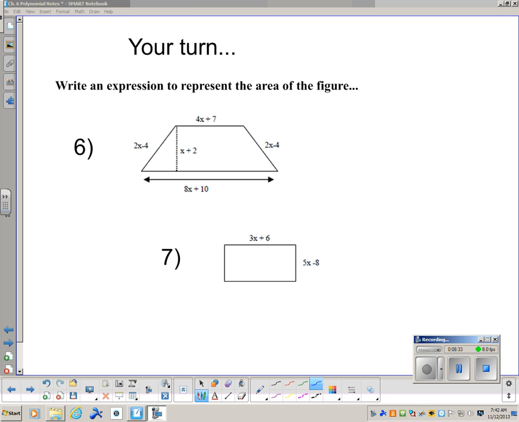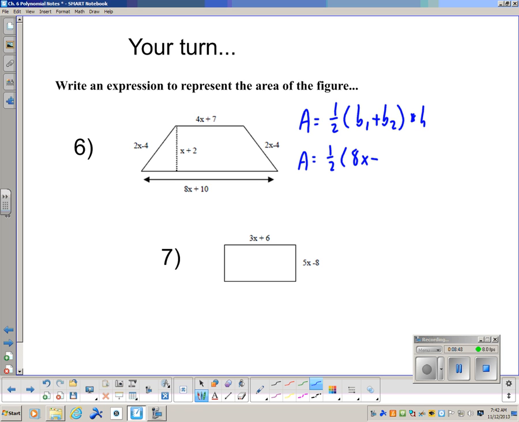Alright, so let's go ahead and find the area of this trapezoid. Area of a trapezoid is 1/2 times the sum of the bases times the height. Alright, sum of the bases here is 8x plus 10. They're the two lines that are parallel to each other, plus 4x plus 7. Times our height out there, and our height is the one that makes the 90-degree angle there with the base, and that would be our x plus 2.